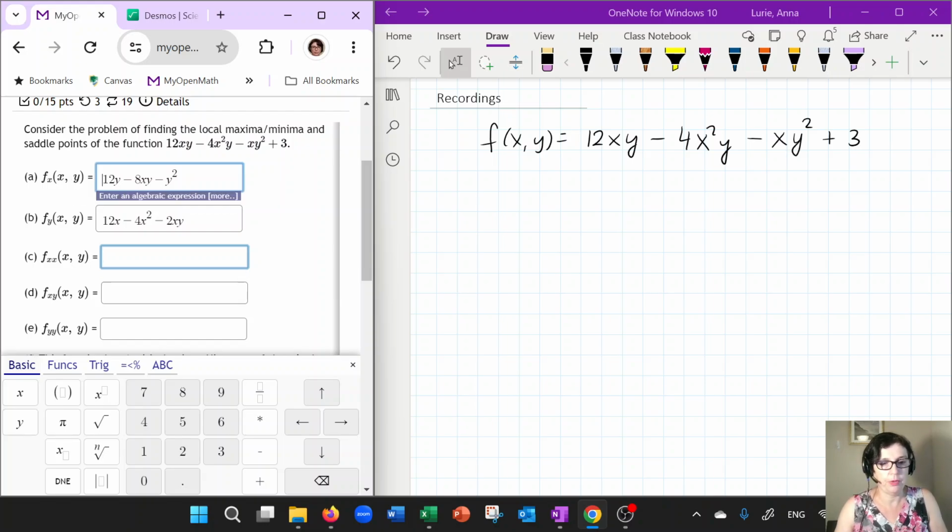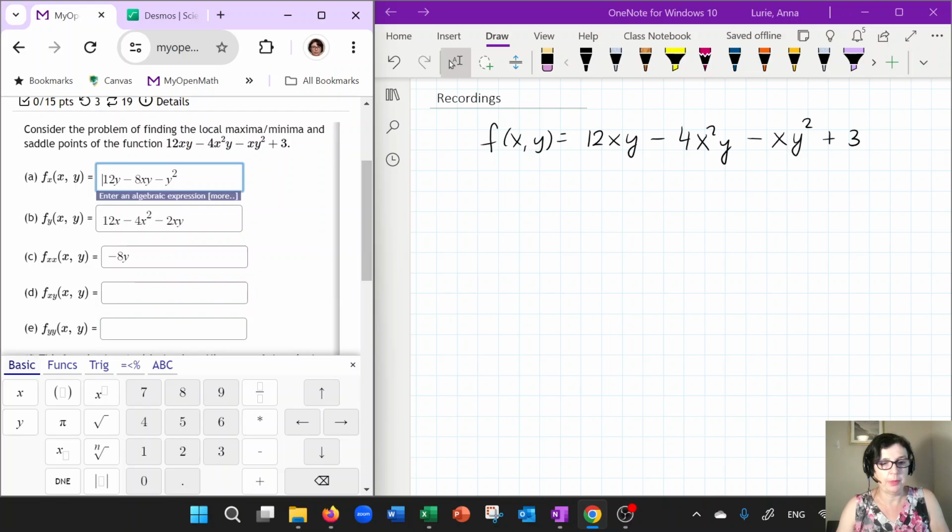Now, let's take the fxx derivative. So we're taking the derivative of this with respect to x. Remember that we have three terms here, and they're subtracted, so we have to take the derivative of each term separately. 12y does not have an x, that'll become 0. 8xy will become negative 8y because 8 and y are numbers and the derivative of x is 1. And then y squared also doesn't have an x, so it becomes 0.